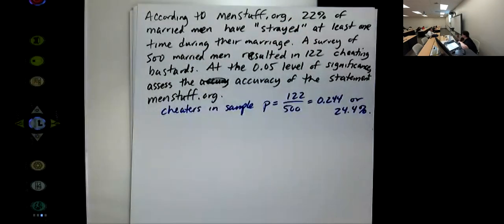But it might be close enough that if we had just picked a different sample, we'd get 22%. Like we might have just picked outliers or something like that. We might have picked a few more cheaters than the average population has. That's the idea we're trying to see here. Is it 22% or is it something different? So that's where the hypothesis testing comes in.